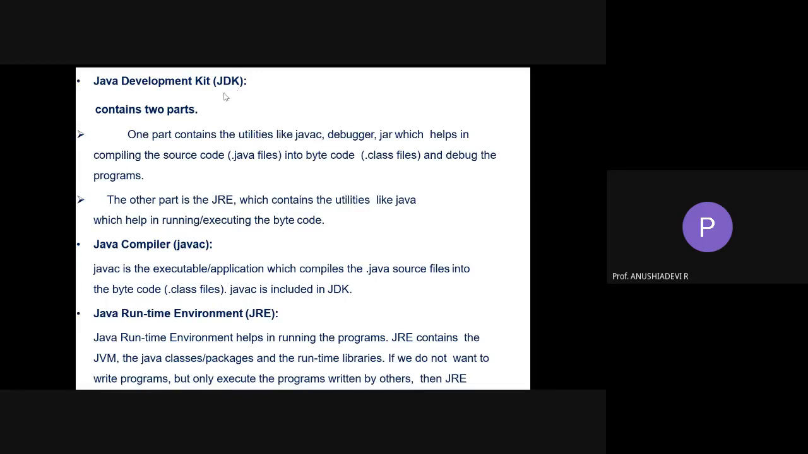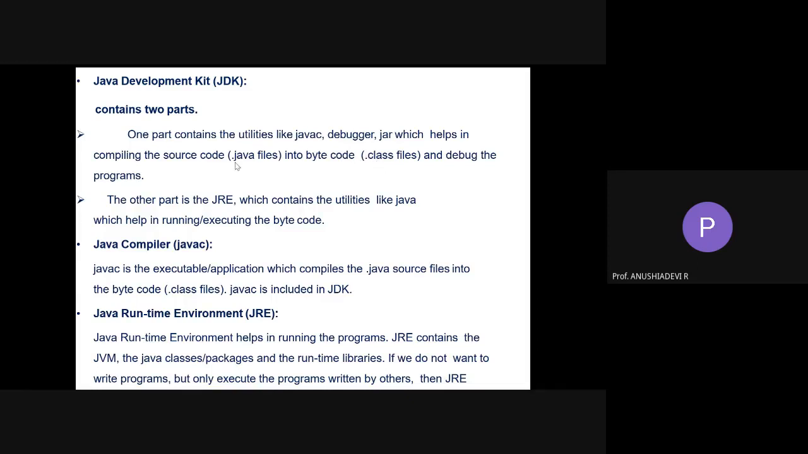If you download the Java Development Kit, you can compile as well as execute the program. But once you have compiled and have the bytecode, to execute that program JRE is enough. The JDK contains two parts. One part contains javac and the debugger, jar, which help in compiling the source code, the .java files, into bytecode. After compiling the Java file, we get the bytecode, whose extension is .class.